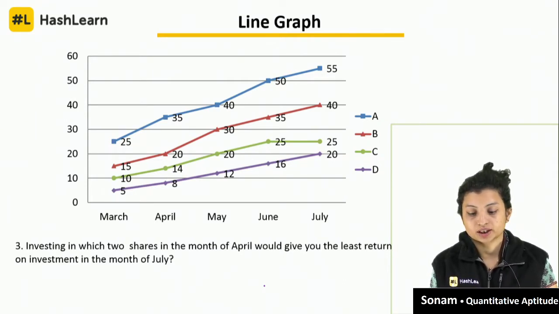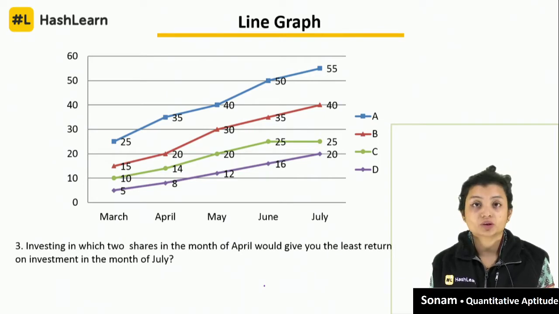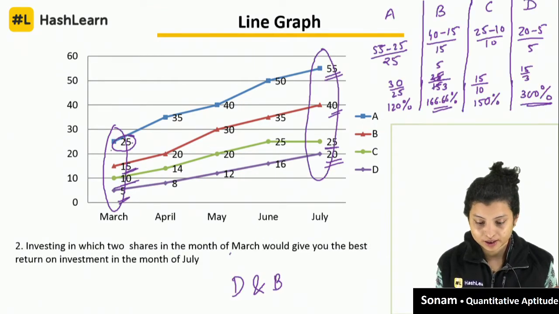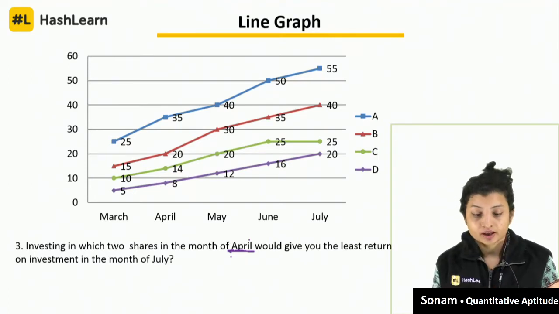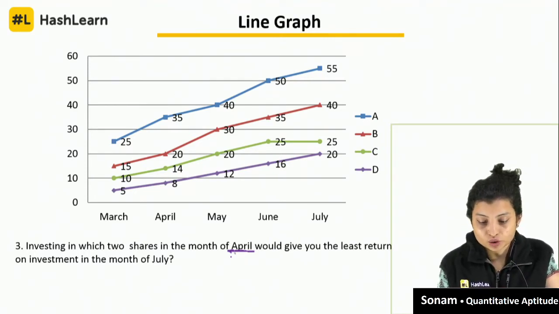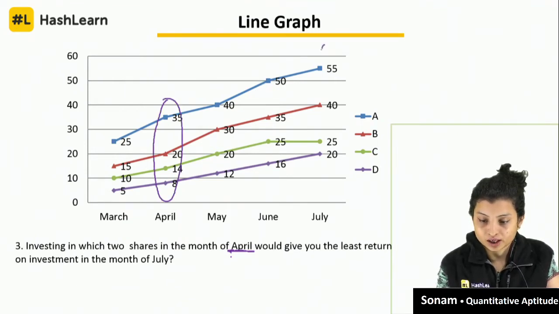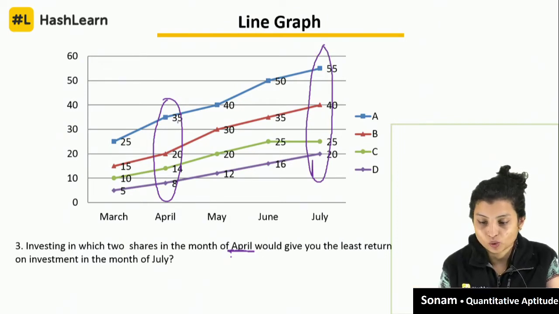Investing in which two shares in the month of April would give you the least return on investment in the month of July. So we don't have to calculate again, right? Because we have already calculated it once here. So again you have to, oh wait a minute, in this question it is March and in this question here it is April. Okay, so we have to compare it with April, alright. Investing in which two shares in the month of April, so you are investing in April and then you are taking out the return in the month of July. So we need to calculate over here, right?